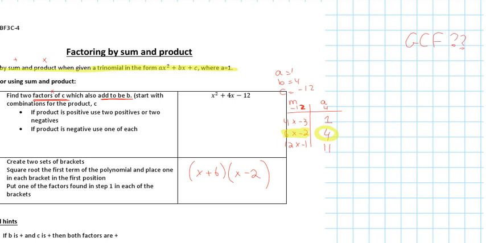Okay? After you do your greatest common factor, then you have two options. Either the difference of squares or the sum and product. It depends on what I have. Do I have two terms and a minus, or do I have all three terms? Okay? So sometimes you have to do the greatest common factor. We'll talk more about this when we talk about combination of factors.